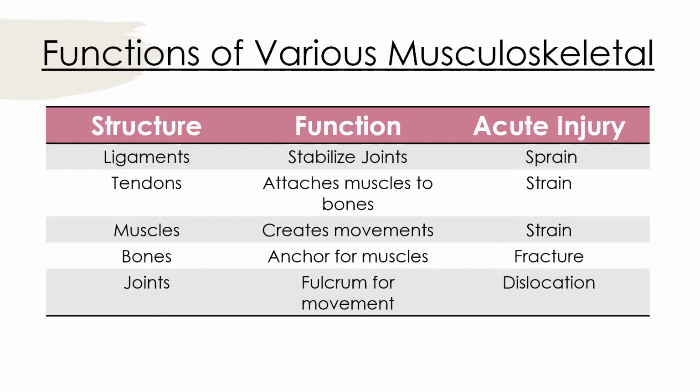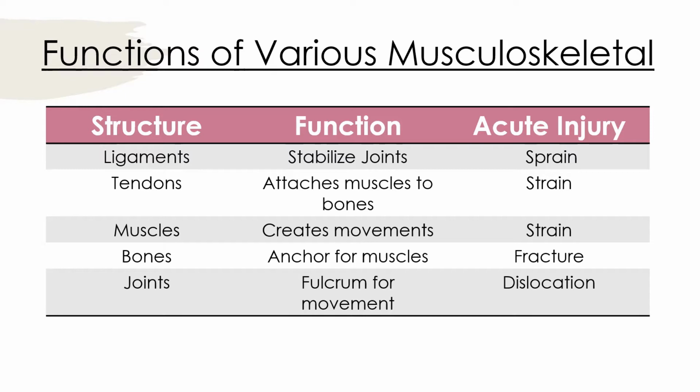Functions of various musculoskeletal structures. Here, we have the structure, the function, and the acute injury. Structure: ligaments. The function of the ligaments is to stabilize joints. Once an accident happens, the acute injury is sprain. Second one is tendons. The function is to attach muscles to bones. And the acute injury is strain.